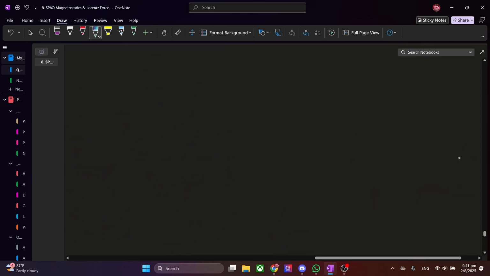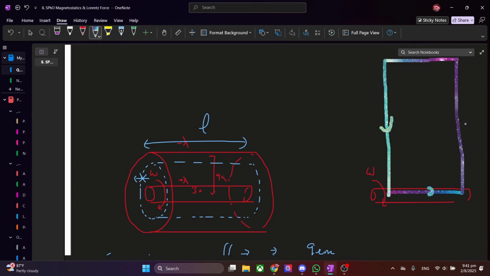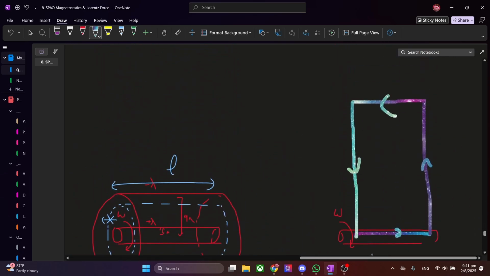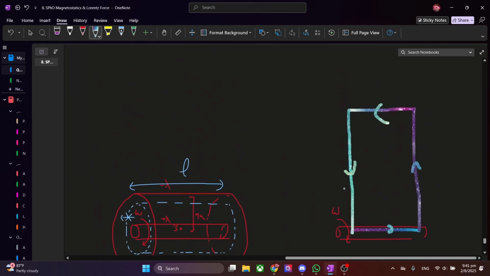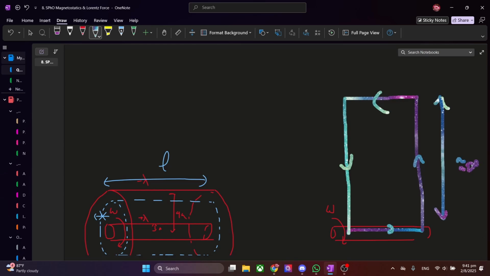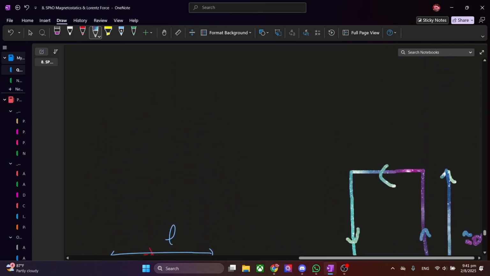This is going to be our loop, and it goes in this direction, something like that. Basically, this is the loop on which you're going to consider Ampere's law. How exactly we do that is that this thing is actually very, very big. So this is basically infinite, I guess. And what we're going to do is consider Ampere's law on this.